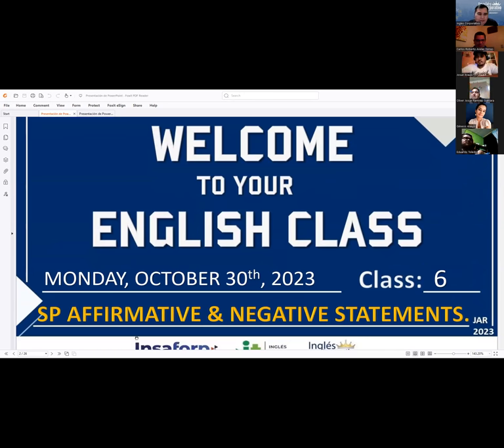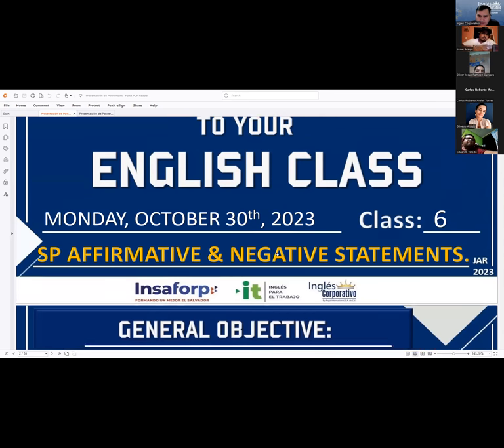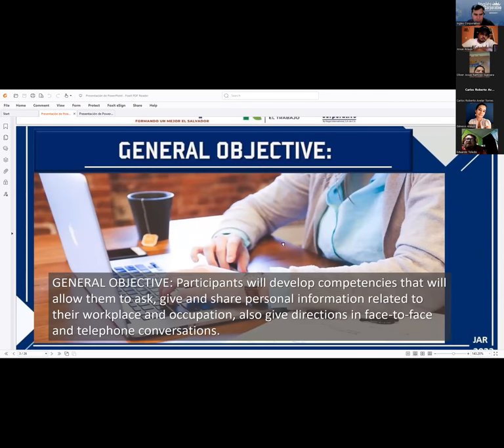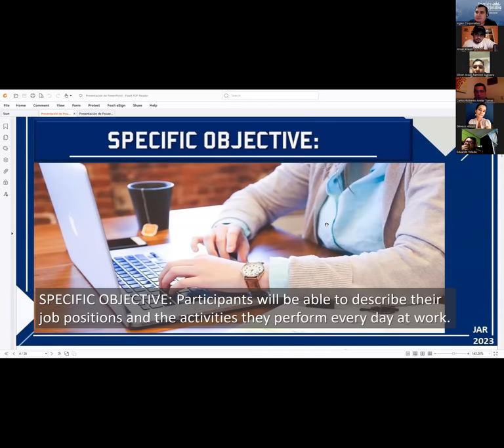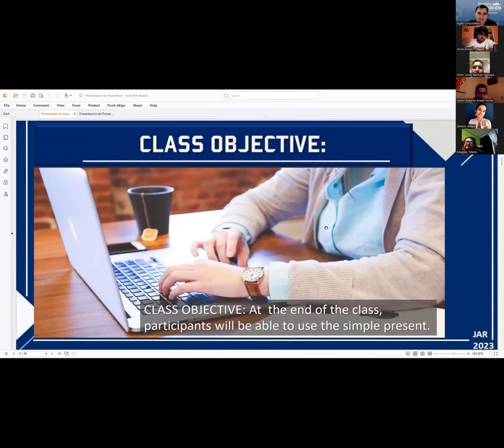Tonight, the topic is simple present, affirmative and negative statements. This is the general objective. This is the specific objective. And this is the class objective. At the end of the class, participants will be able to use the simple present.